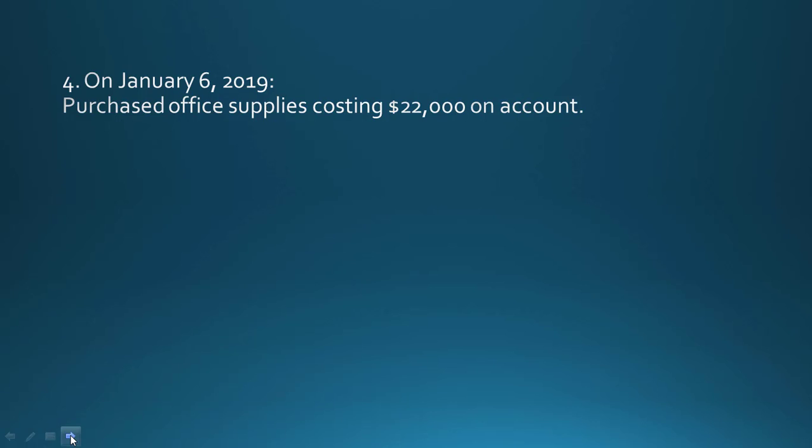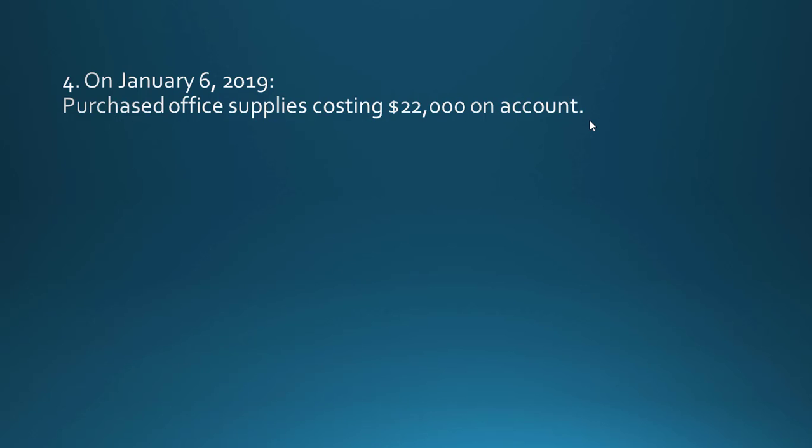On January 6, 2019, purchased office supplies costing 22,000 on account. So you actually purchased office supplies. The value of the office supplies is 22,000 and you bought on account. That means you bought on credit. That actually indicates you are increasing the liability.